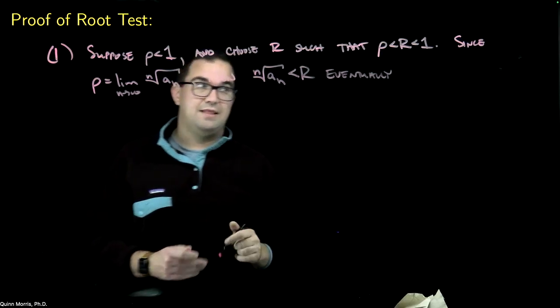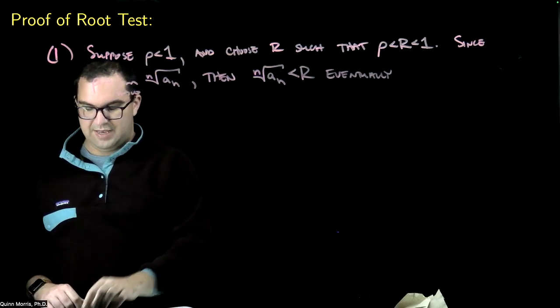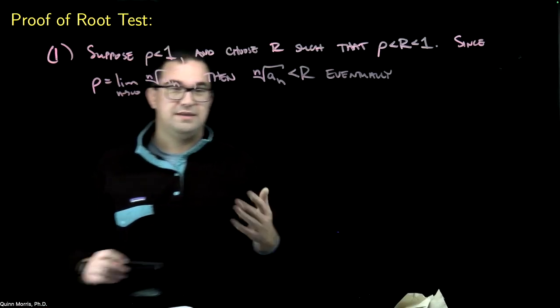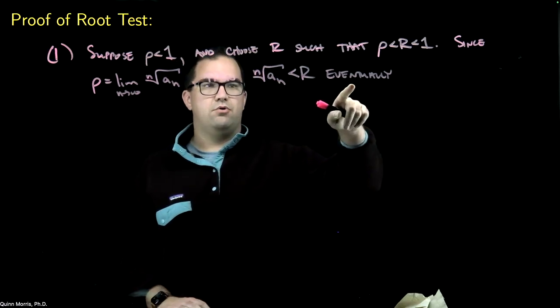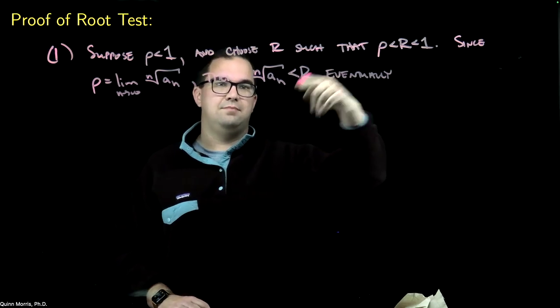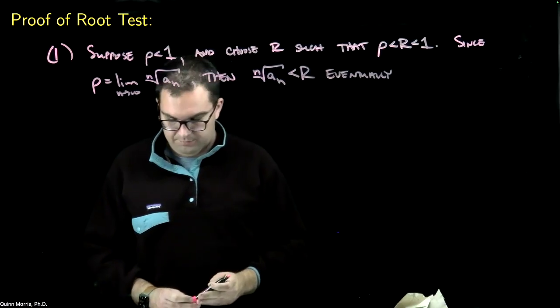Right? If it never got less than that capital R, there's no way its limit could be rho. So eventually this has to hold. Now, I'm not going to write out quite as much of the technical detail as we did before. I could say, what does it really mean for this to hold eventually? It means there exists a capital N such that this holds for all little n beyond that capital N. But we can drop a little bit of that formality now.